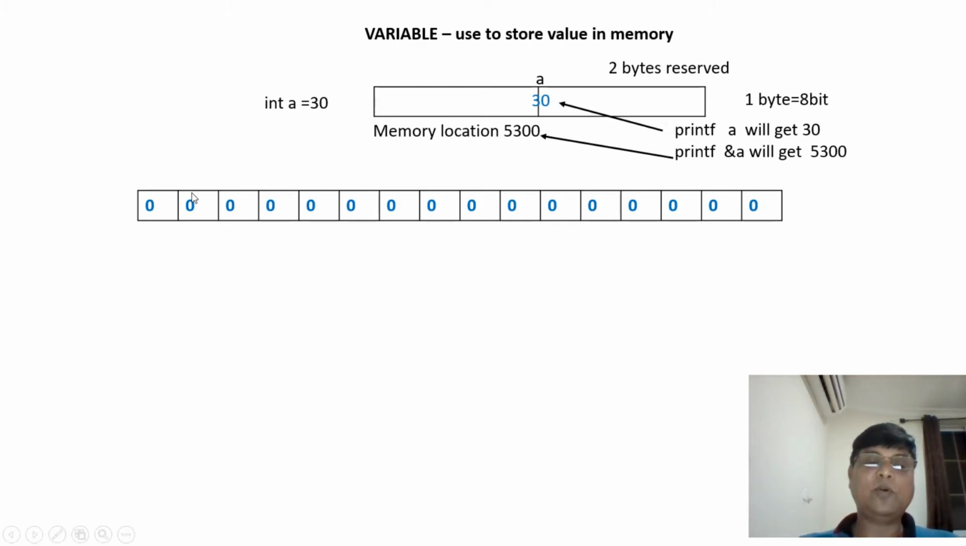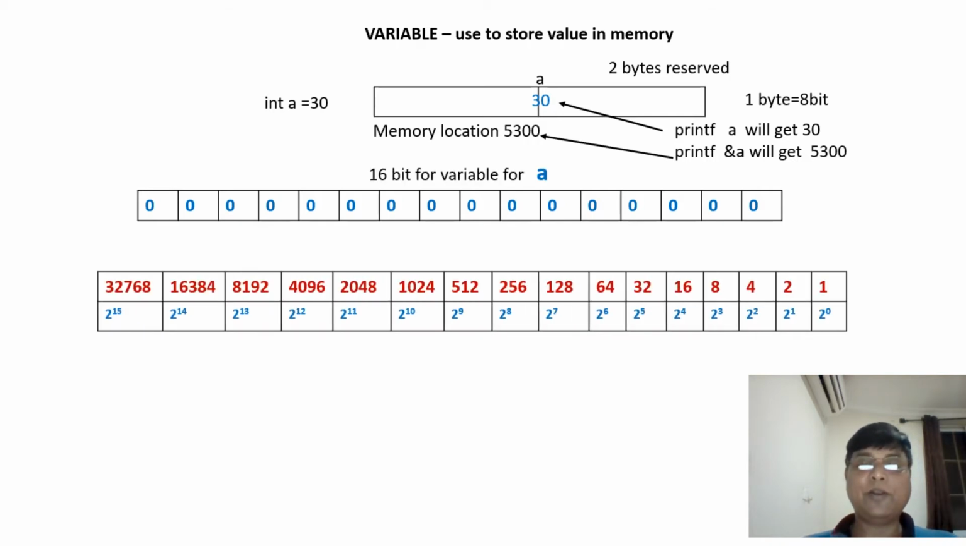The moment I reserve the 2 bytes, we call it a 16-bit pattern. Each and every bit is 0 by default, and if it is 1, it indicates the value at that bit. Every bit has its own value, decided by 2 raised to the power of its location. I have divided the 16 bits into powers: the first location is 2 raised to 0, the second 2 raised to 1, the third 2 raised to 2, and so on up to 2 raised to 15.